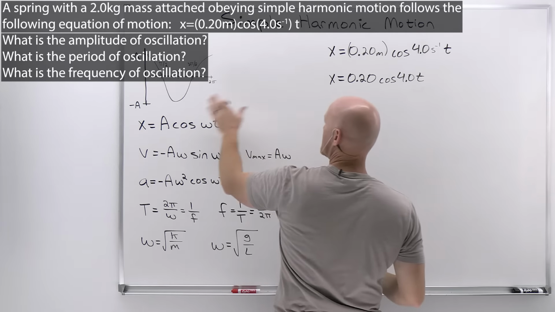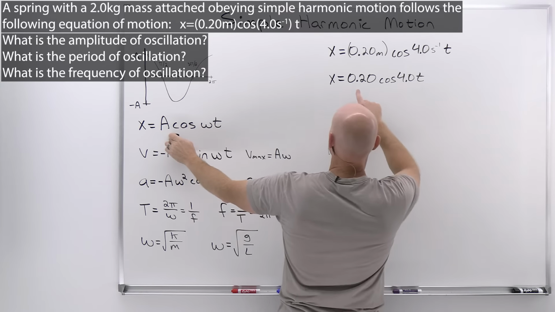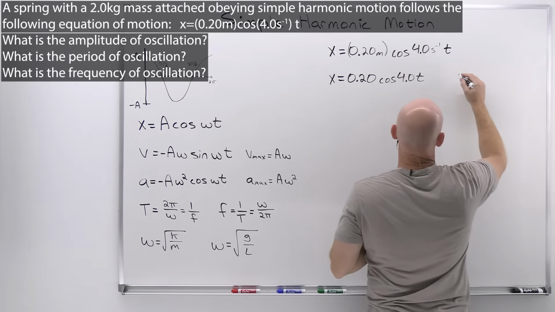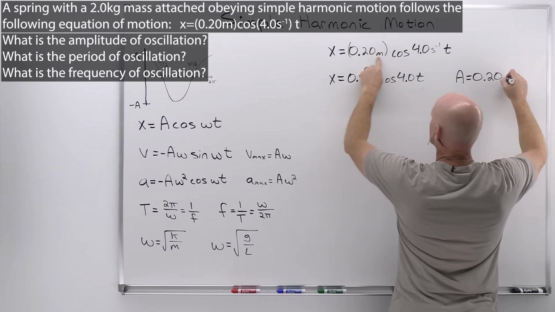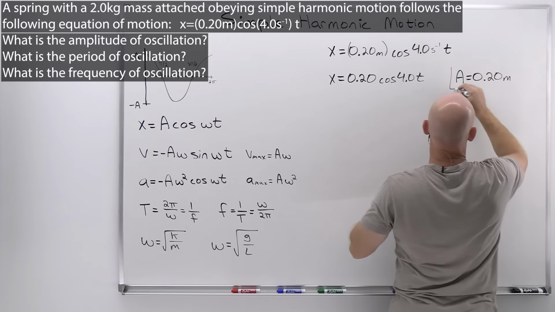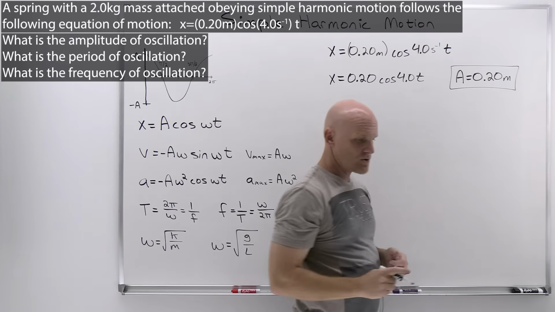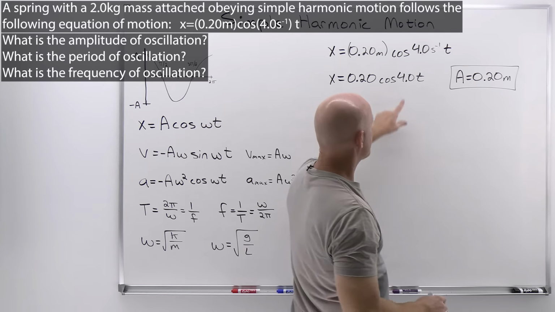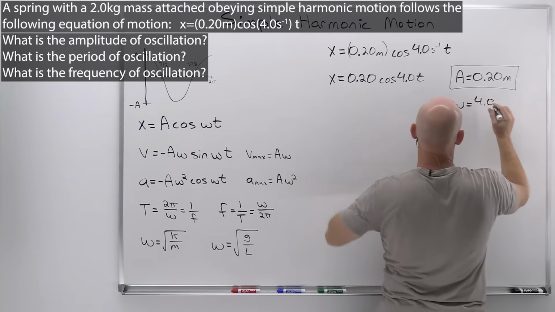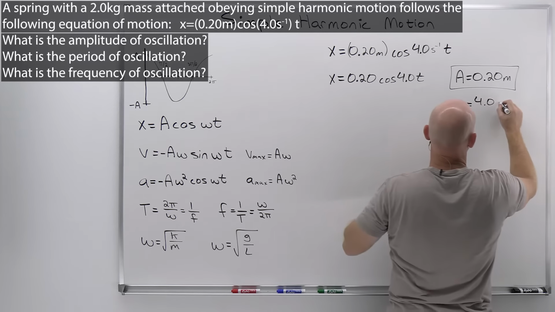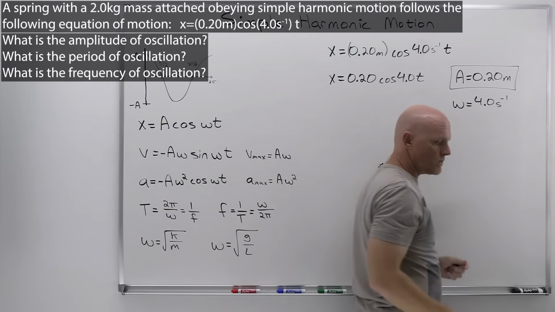And if we match this up with our equation for position, we can easily see that the amplitude, which is the first question, is equal to 0.20, and including it back here, 0.20 meters. So there's our first question. So we can also see that our frequency factor here, omega, is equal to 4.0, and in this case, 4.0 per second.